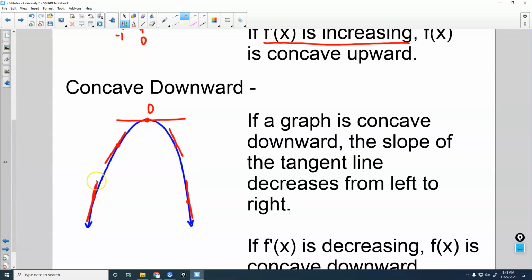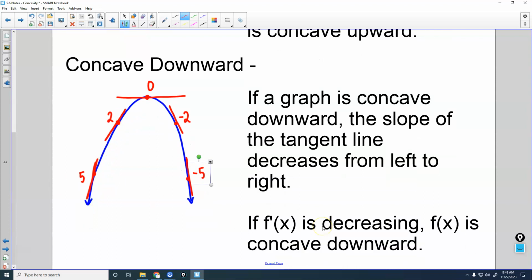So this slope right here might be something like 2. This slope right here might be like 5. If this was symmetric, that'd make this -2. That'd make this -5. So this time when I go from left to right, what's happening to my slopes? They're decreasing, right? So if f prime is decreasing, then f is going to be concave down.